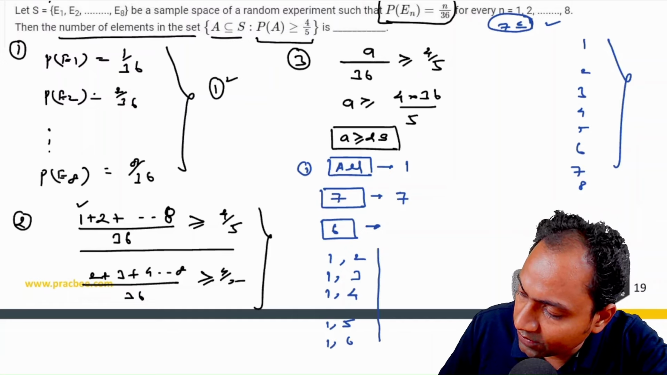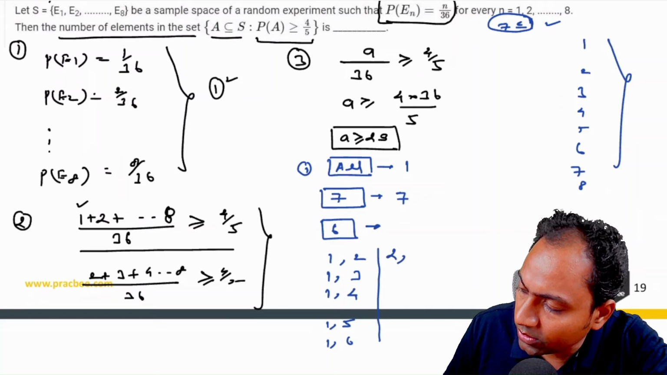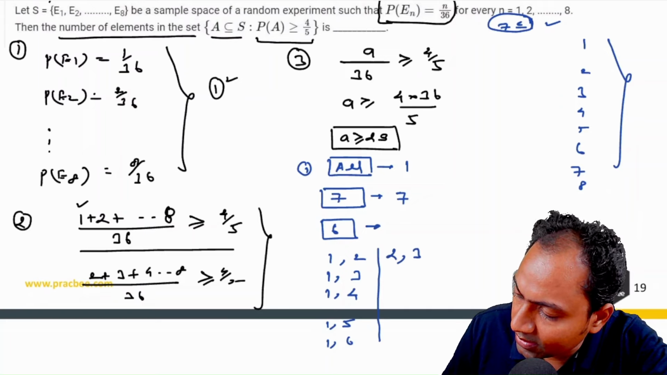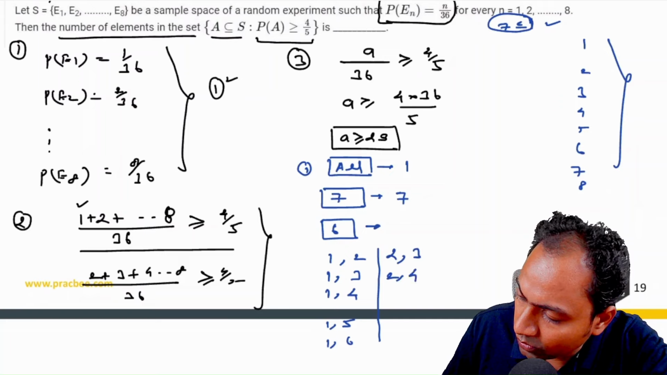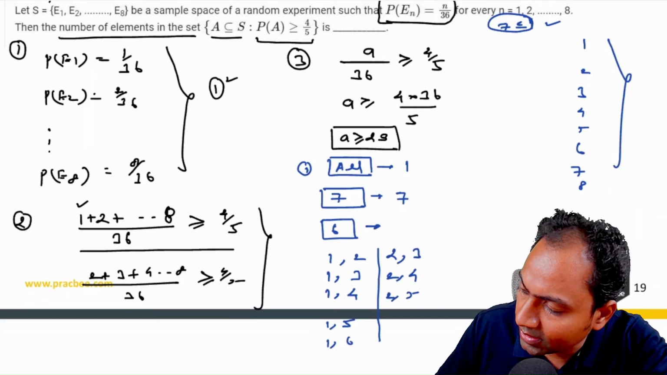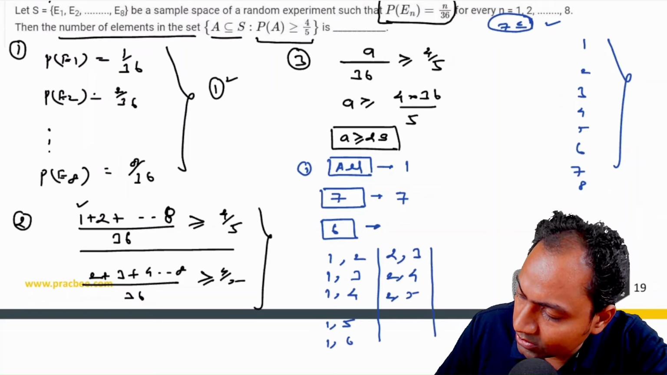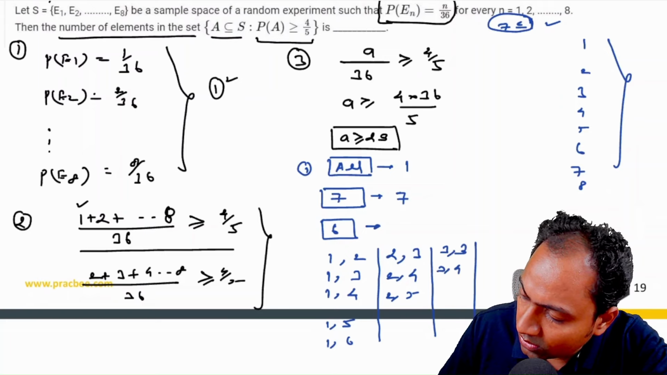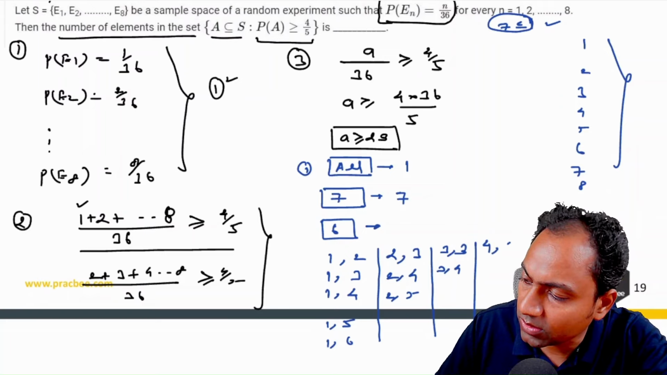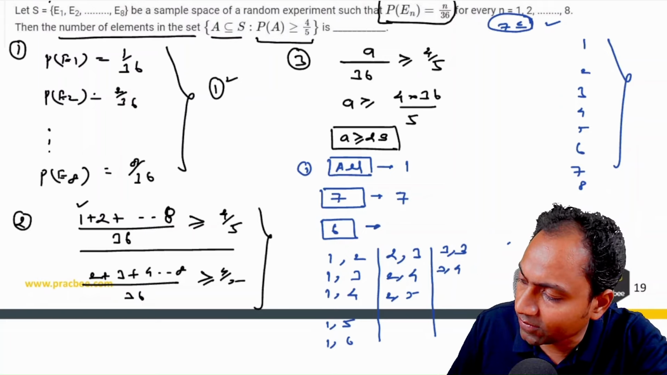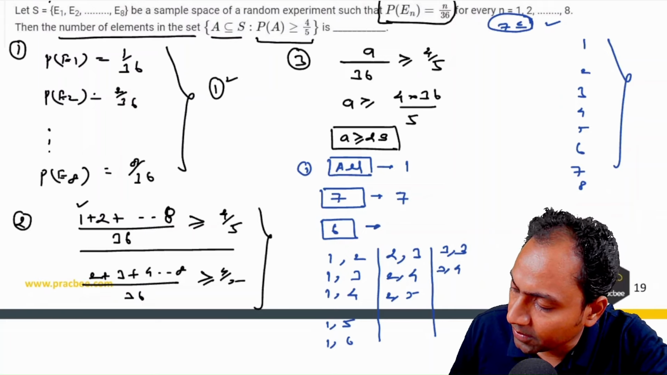Now if I start with 2, corresponding to 2, I can start with again 3. It is fine. 2, 4 is also fine. And 2, 5, till here I can go. Then corresponding to 3, 3 is fine, till 3, 4 I can go. Corresponding to 4, 4, 5 is not possible. So this is the limit. This is till where I can go. So you can see how many cases there are: 5 plus 3, 8.